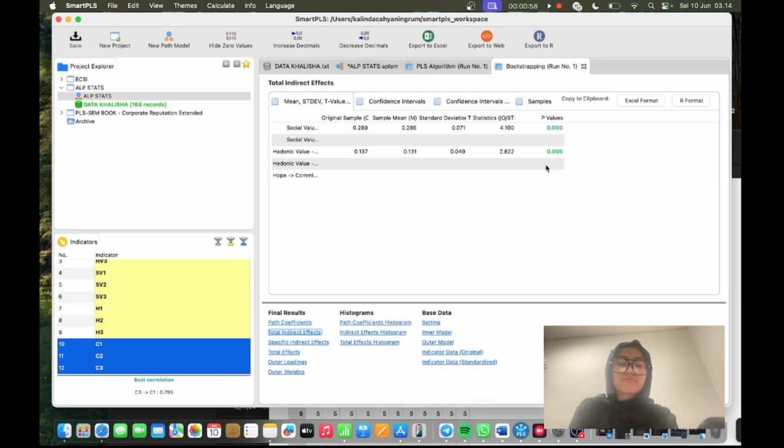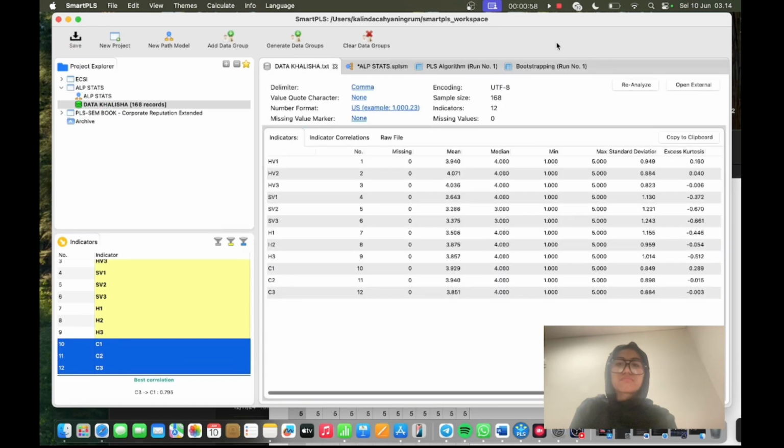Then, now we will look for the effect of the mediating variable by clicking the specific indirect effect. Here, hypotheses 6 and 7 are accepted because the t-statistic value is above 1.96 and the p-value is below 0.05. So, hope is able to mediate the relationship between hedonic value and social value on commitment.